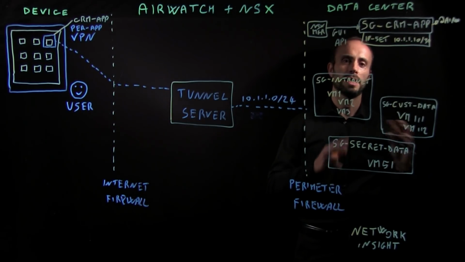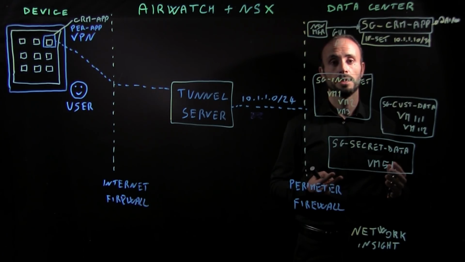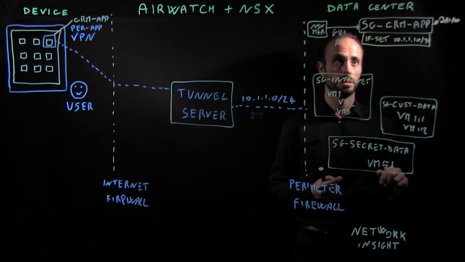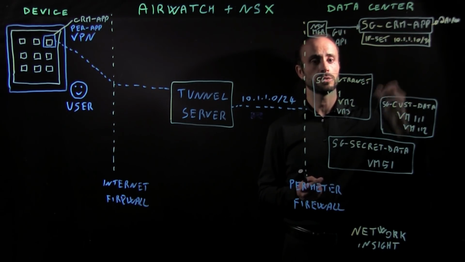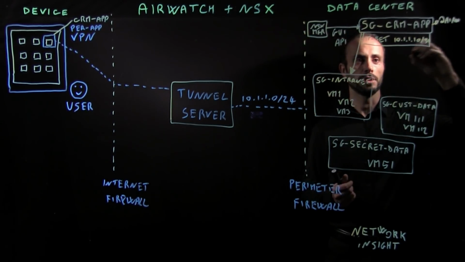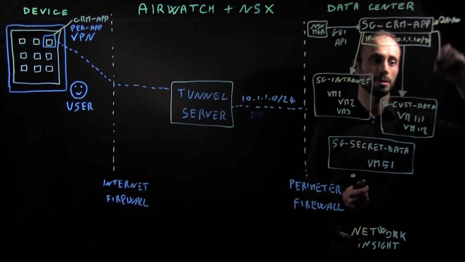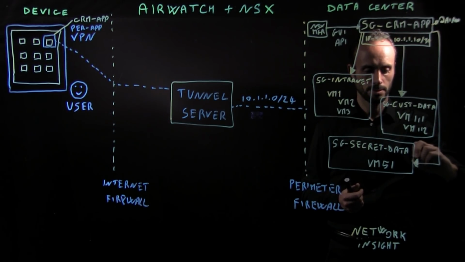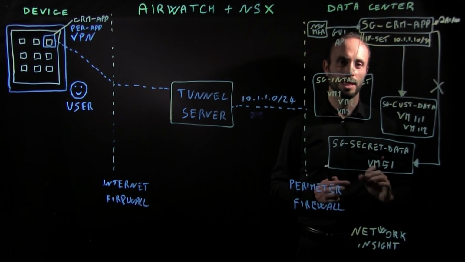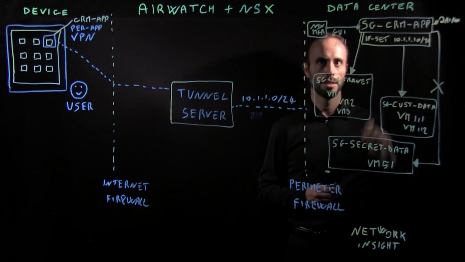Once we have decided how to group our application, we need to decide how to configure the policy, the access of this application to the rest of the data center. So for example, we want our CRM application to access the intranet data. Obviously, we want it to access the customer data, but we don't want it to access the secret data because it's secret. Okay, so we have a very simple example of how the security posture could be designed.